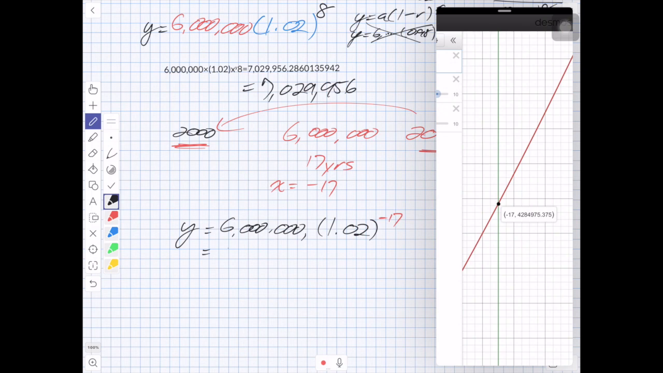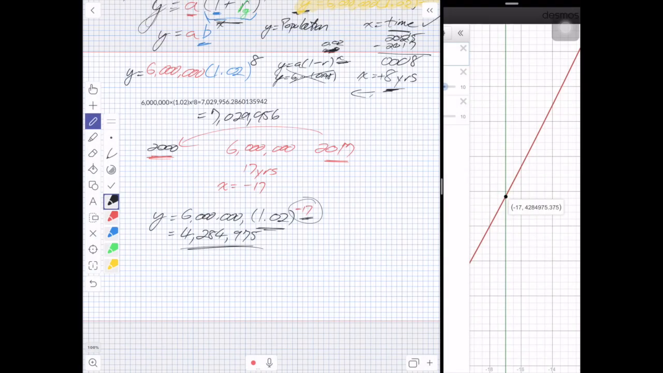So now they've put it in, it is 4,284,975. We don't have decimals of a person. So this would represent the population in Wakanda 17 years ago. So we don't make it a decay rate, it's still a growth rate, we just use a negative exponent value to calculate backwards in time. Let's get rid of that. Okay.